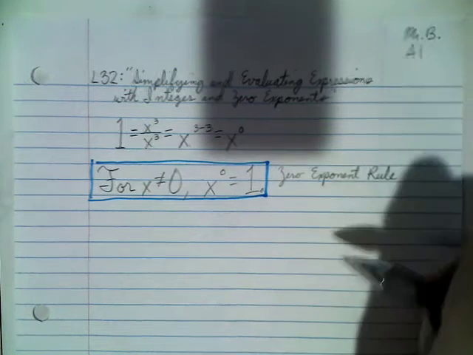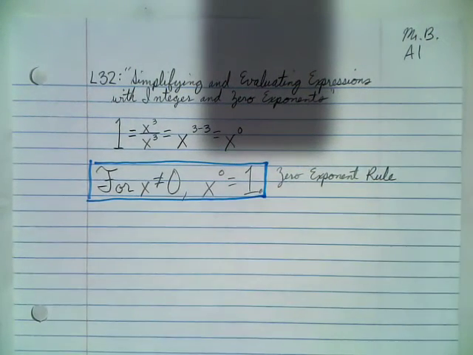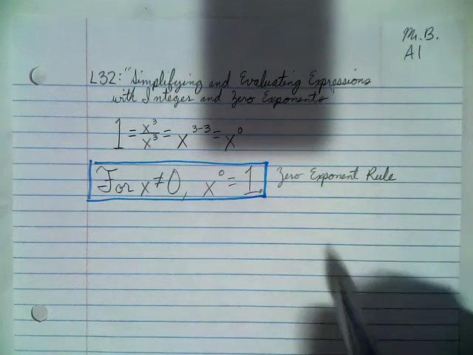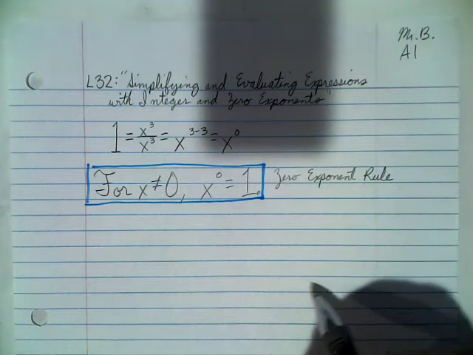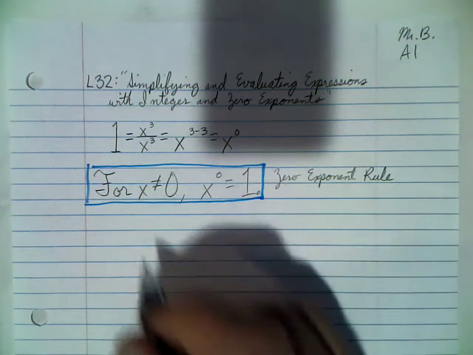At least that's what your book calls it. There are many different names for this. I've seen the zero property of exponents as a name as well. So just be a little flexible when you're thinking there. But this is what your book is going to ask you to call it. The zero exponent rule.